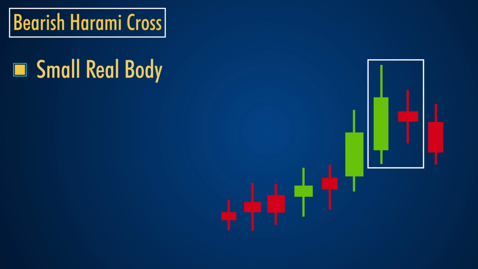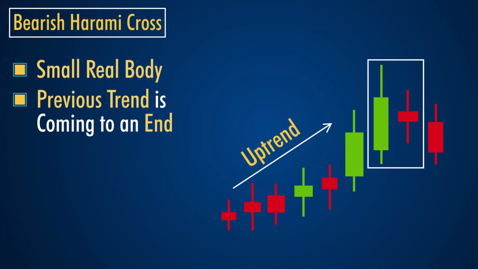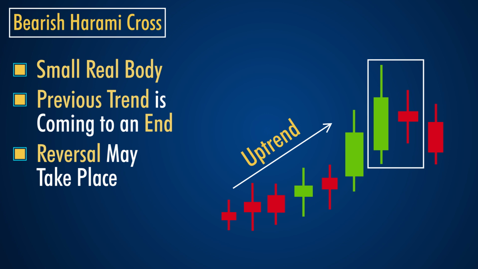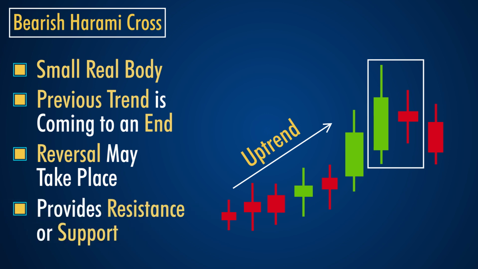Now, the lack of real body after a strong move tells that the previous trend is coming to an end and a reversal may take place. The high or low of a Harami cross setup provides resistance or support for any further price moves.